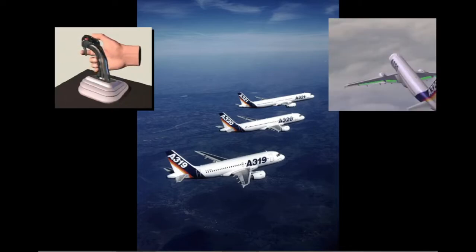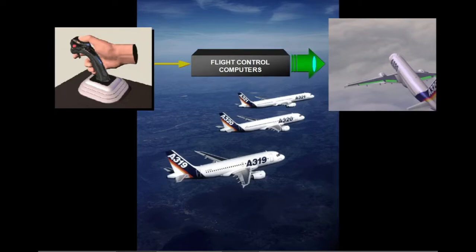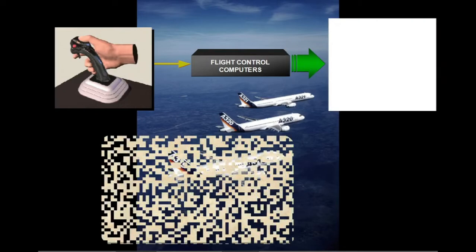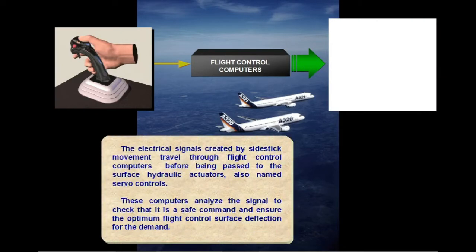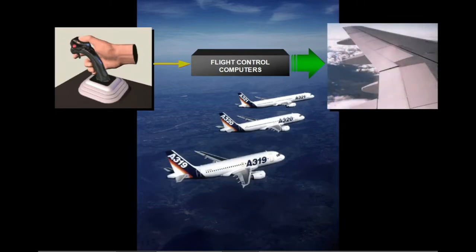The electrical signals created by side stick movement travel through flight control computers before being passed to the surface hydraulic actuators, also named servo controls. These computers analyze the signal to check that it is a safe command and ensure the optimum flight control surface deflection for the demand. This has advantages over conventional systems. It makes the aircraft extremely stable, enhances safety, and reduces the workload of the pilot.